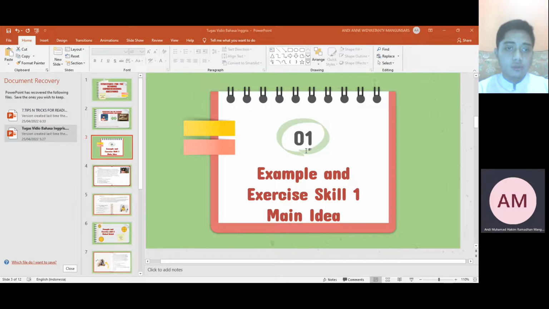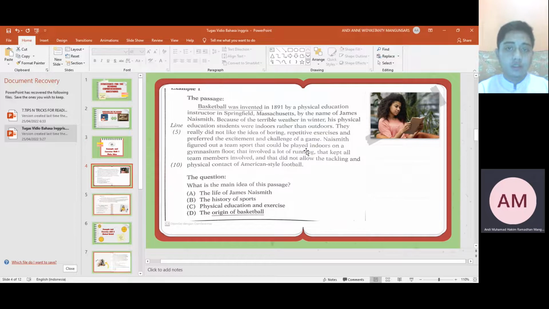I will look at this. Let me give you an example and exercise. Example 1. What is the main idea of this passage? The answer is the origin of basketball. Why? Because the common term there in paragraph 1 is that basketball was invented in 1891. That's the key of the answer, reading skill 1, main idea.